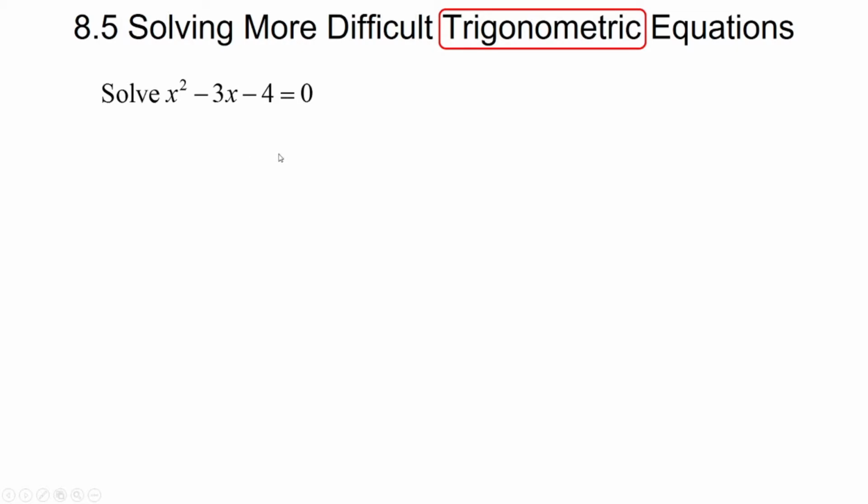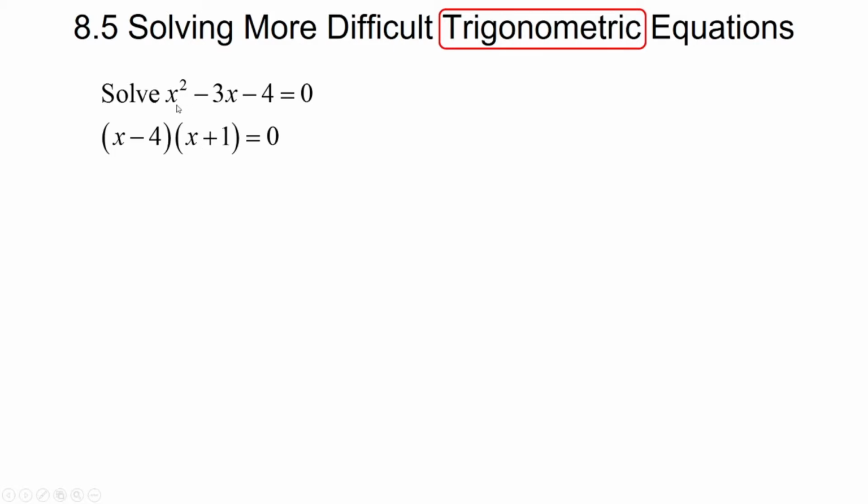Let's factor. All right, so let's see. X squared, well, won't my first term in each binomial have to be x? And then I need two numbers whose product is -4 and whose sum is -3. So I believe I would use what? A -4 and a +1.